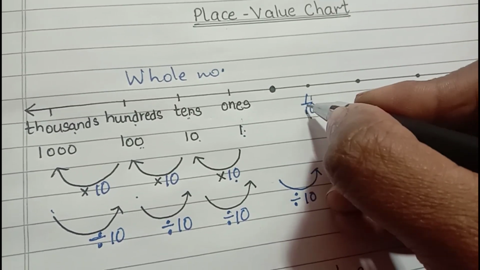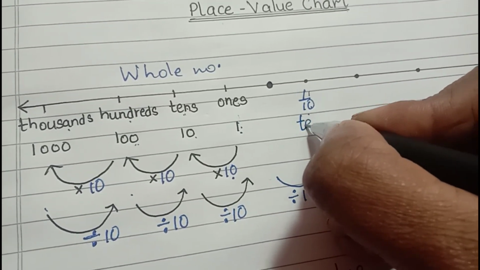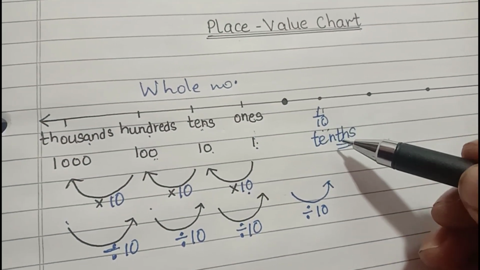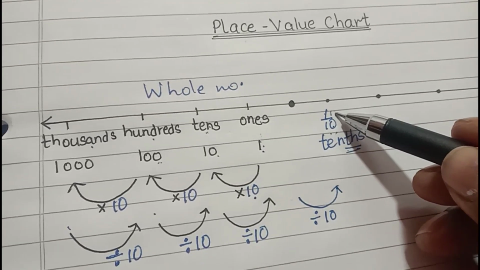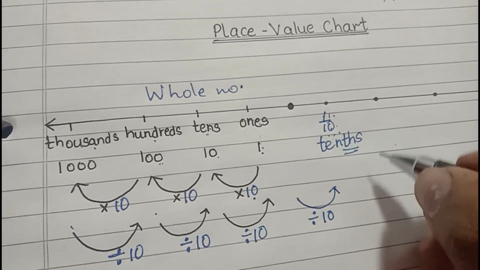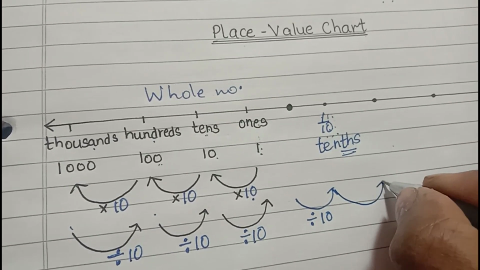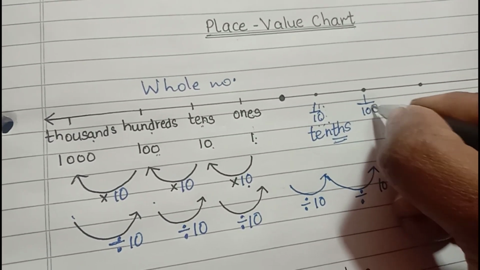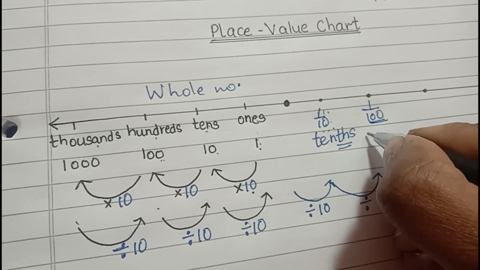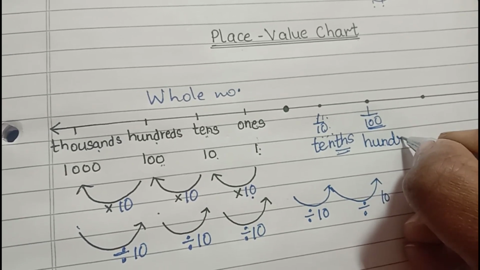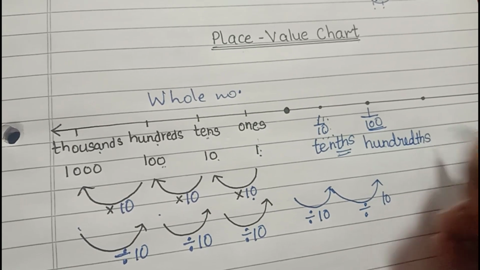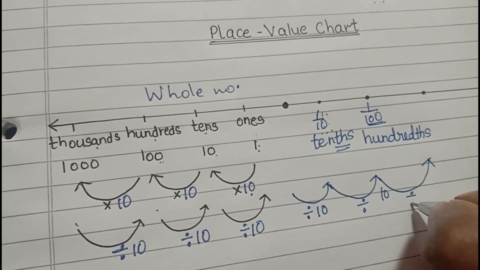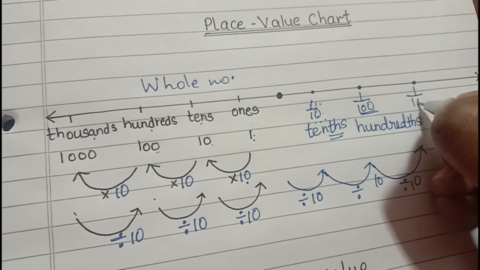So the denominator is 10. So the place will be tenths. Here you will write TENTHS. You will add THS. This number is lesser than 1 as it is a fraction, and fractions are always less than 1. Now again you divide by 10. So you will get 1 upon 100. That means the denominator is 100. So this is the hundredths place, HUNDREDTHS. Then again you are dividing by 10. You will get 1 by 1000.